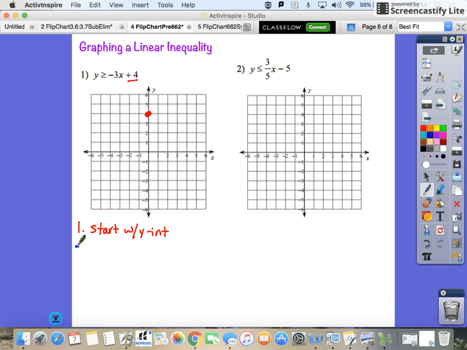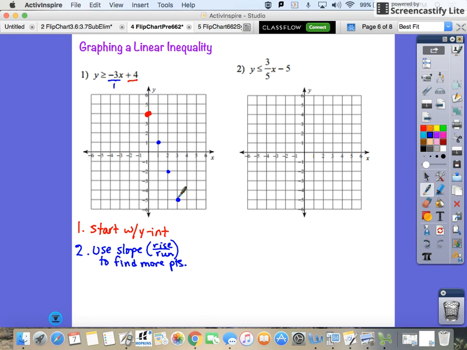The second thing you need to do is use the slope, which is rise over run, to find more points. So our slope is -3 over 1. So we're going to drop 3, forward 1, drop 3, forward 1, drop 3, forward 1.